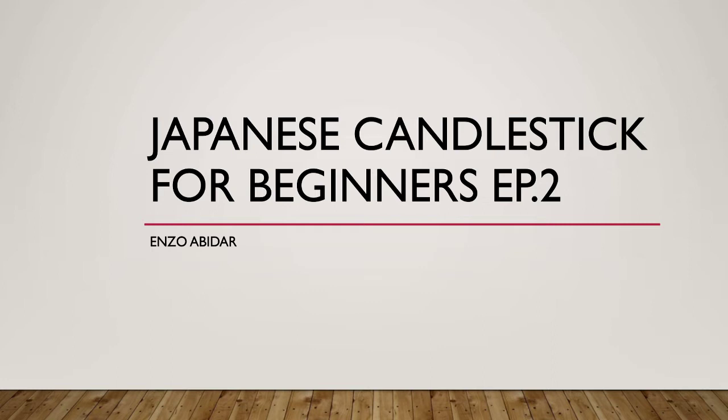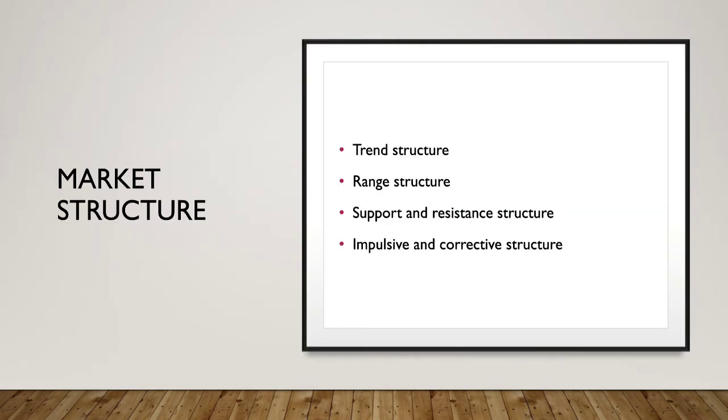Episode 1 was about candles and different types of patterns, and this is going to be based on how to implement what you have learned into the market, right? So we're going to talk about the market structure. We have trend structure, the uptrend and downtrend. We have range structure. We have support and resistance structure, and impulsive and corrective, which some call pullback structure. We're going to go through them one by one and try to make it as easy as possible through this video.